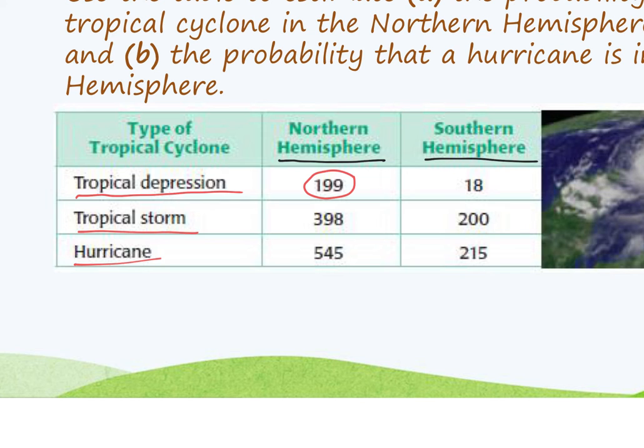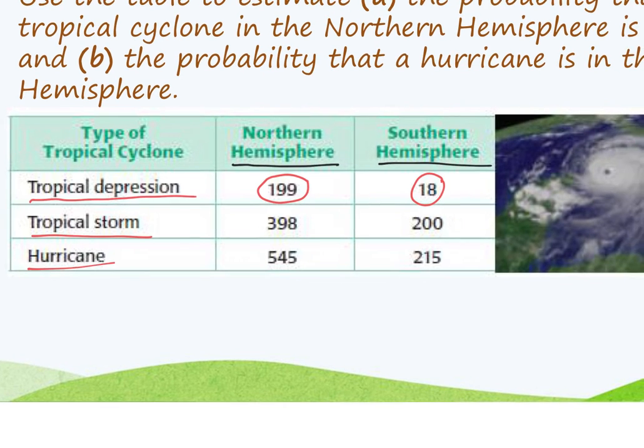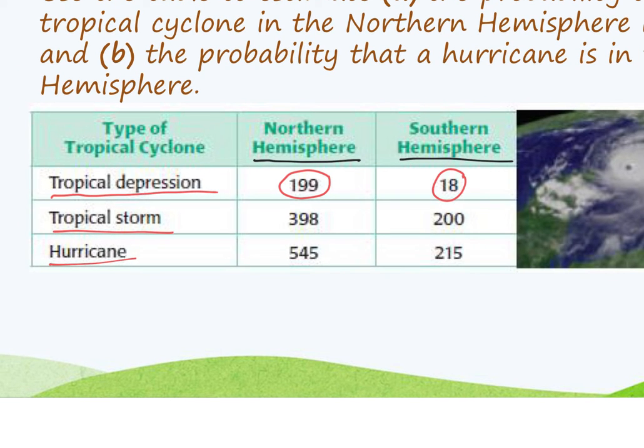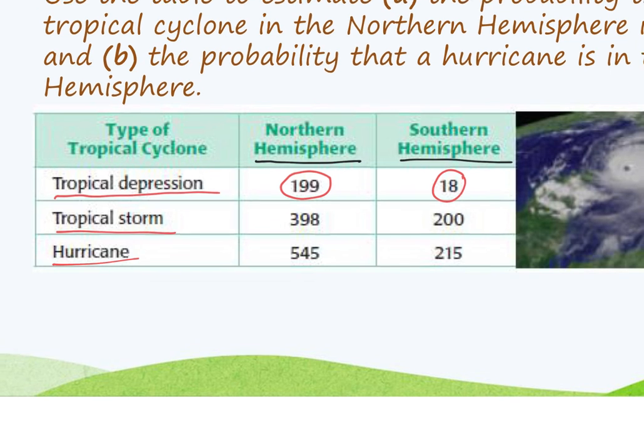Very good. It would mean the number of tropical depressions in the northern hemisphere. Do you guys see that? And what would the number 18 represent? The number in the southern. The number of tropical depressions in the southern hemisphere. So if I were to ask you, what is the total number of tropical depressions, how many would you guys say there are?